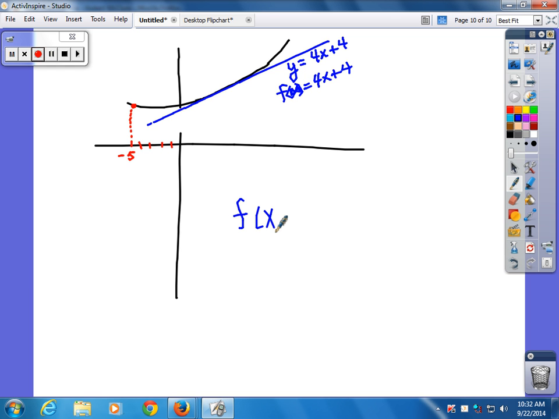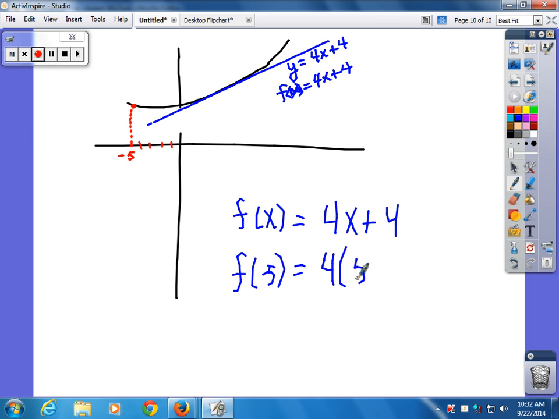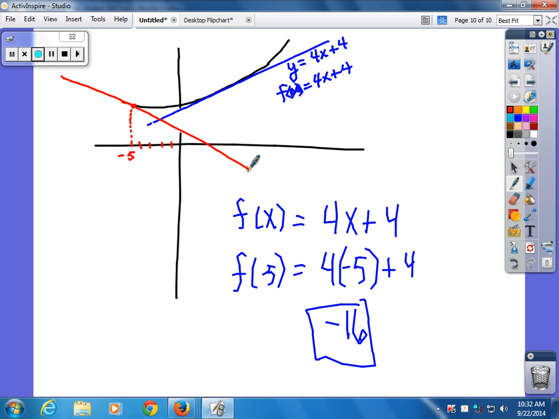It'll be f of -5, and then, good job, f of 4x plus 4. What am I going to do with negative 5? Plug it in for x. There you go. And my slope at that point is what? Negative 16. So the slope of this line right here is what? Negative 16 over 1. And you can do that for any point on that curve.